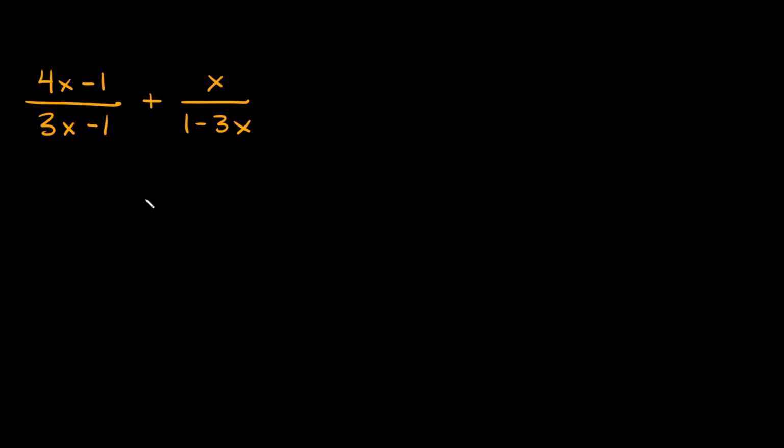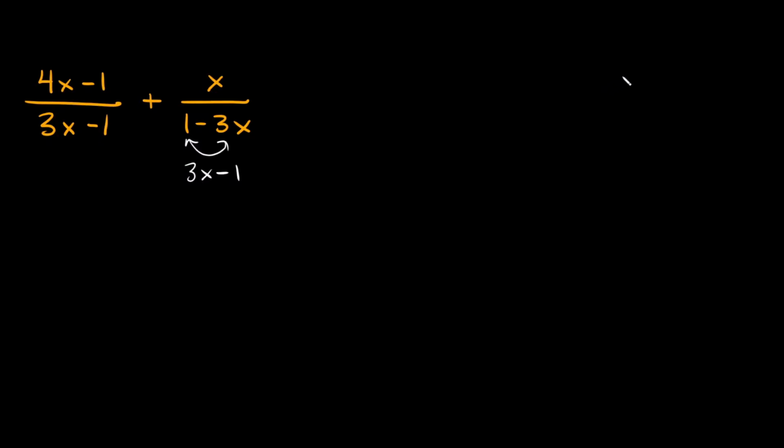So in order to add or subtract any type of fractions or rational expressions, you have to have the same denominator, okay? To make something clear here, here we have 3x minus 1. And here, we can't just flip these, okay? We can't just write it as 3x minus 1, because 1 minus 3x and 3x minus 1 are not the same things. We can't just flip it.